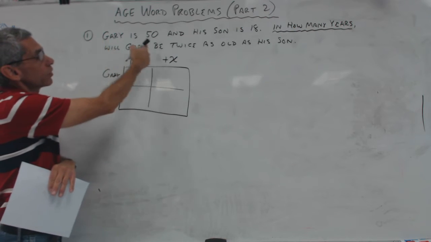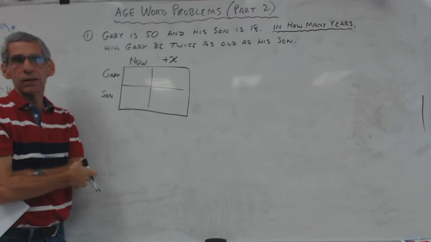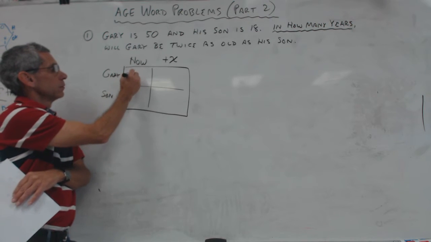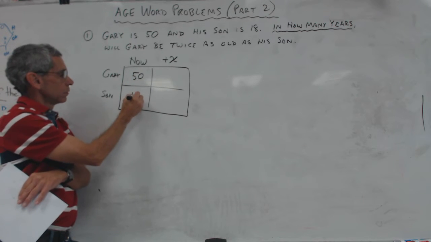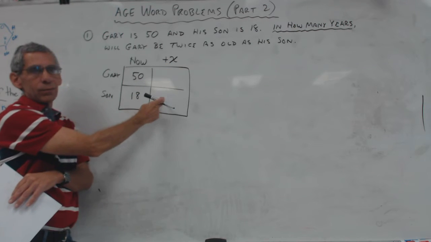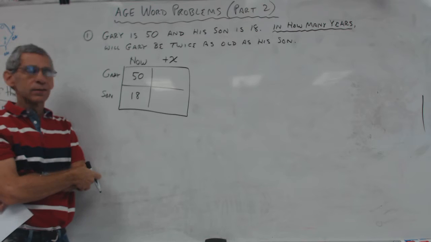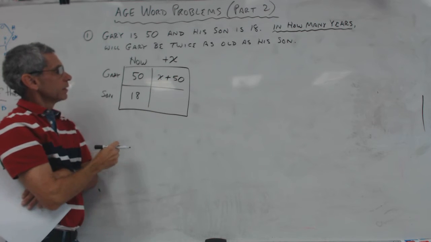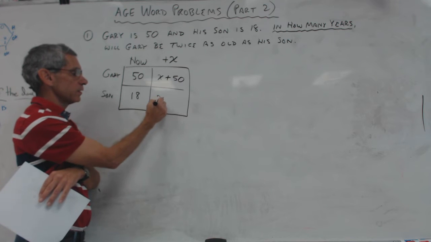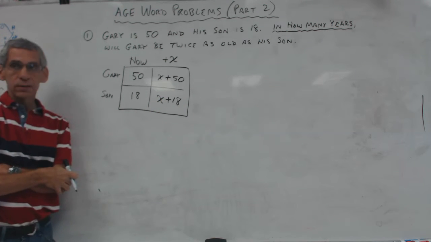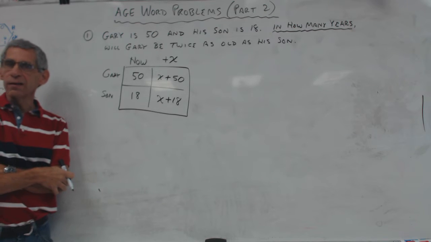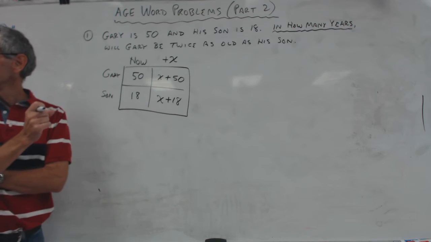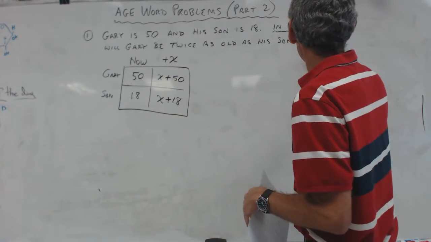So now I'm looking at my very first sentence: Gary is 50 and his son is 18. How do I put that into my chart? You put yourself as 50 and you put your son as 18. Oh wait, there's no X. It doesn't matter because you already have an X. The X is going to be in this column. So this is going to be 50 plus X, or you could do X plus 50. I like my X first personally. And then this is going to be 18 plus X, or X plus 18. Does that make sense? That's pretty straightforward, right? That's not a big curveball. They just gave you their actual ages for now, and it's the future ages that we don't know.